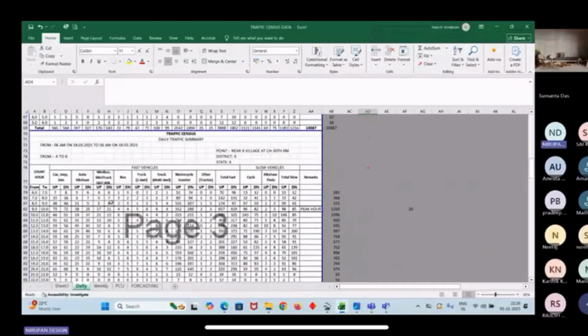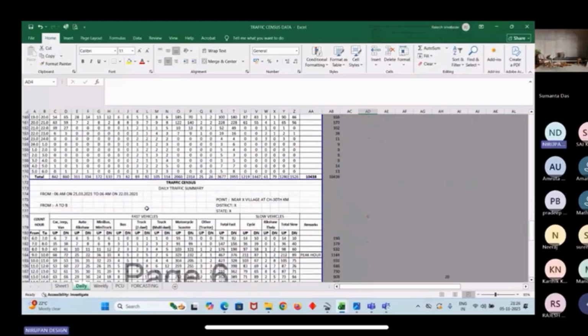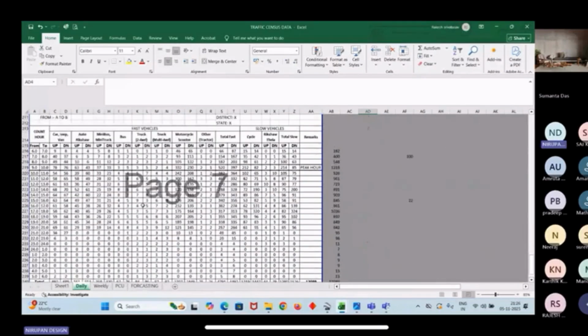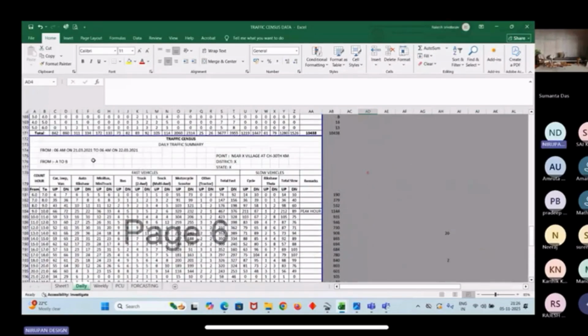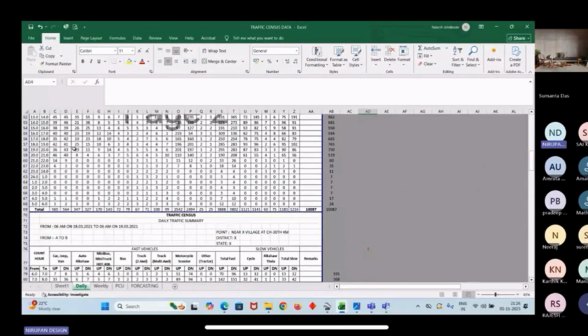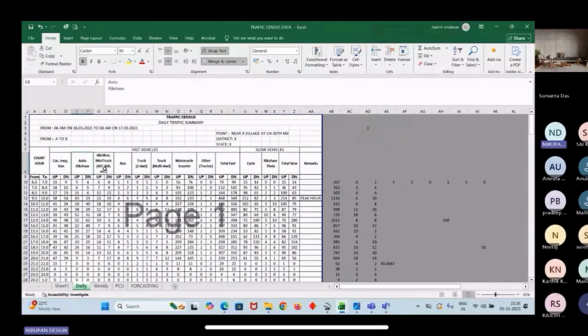Second day, third day, fourth day, fifth day, sixth day, this is the 7th day. So all 7 days of data you have to collect. You can see here different kinds of vehicles: car, four-wheeler, auto rickshaw, mini truck, mini bus, 2-axle truck, multi-axle truck, two-wheeler or motorcycle, tractor, and this is the summation of total fast traffic.